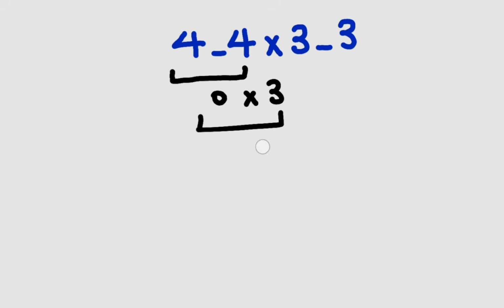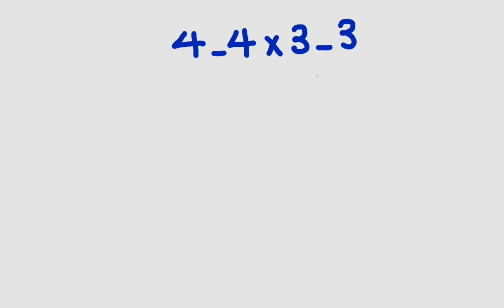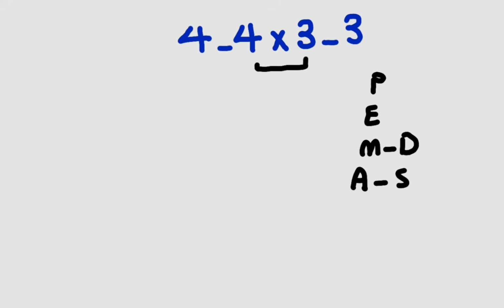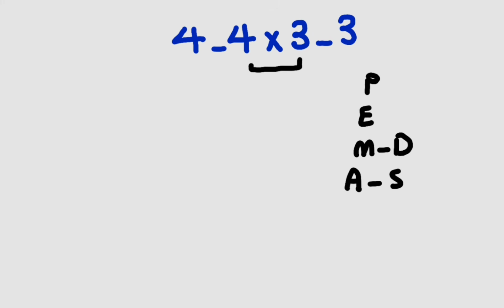According to the rules of mathematics, PEMDAS, we have to solve this math expression in this way. First, parentheses, then exponent, then multiplication or division, and then addition or subtraction. According to this rule, we have one multiplication here that we have to solve first. So 4 times 3 gives us 12.